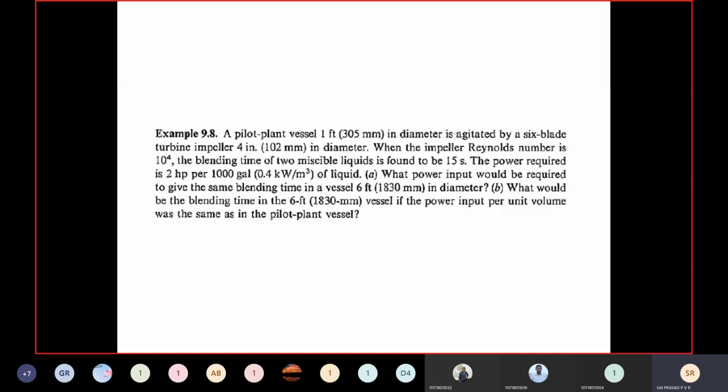And what is our problem, sir? Our problem is to mix two miscible liquids, that is, mixing water in ethyl alcohol or something. Now the time found was 15 seconds. So what was the time taken for blending that material? 15 seconds. Okay, next one. The power required is 0.4 kilowatts per meter cube of liquid.